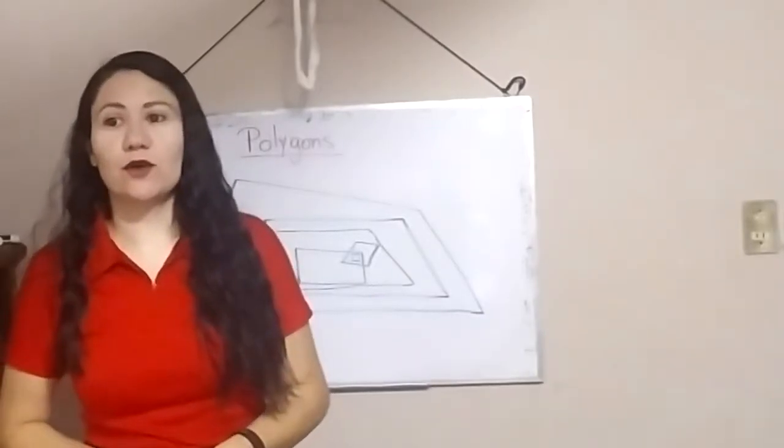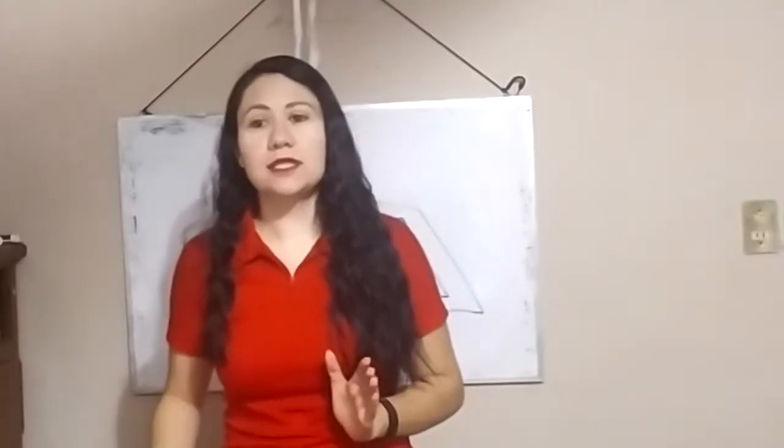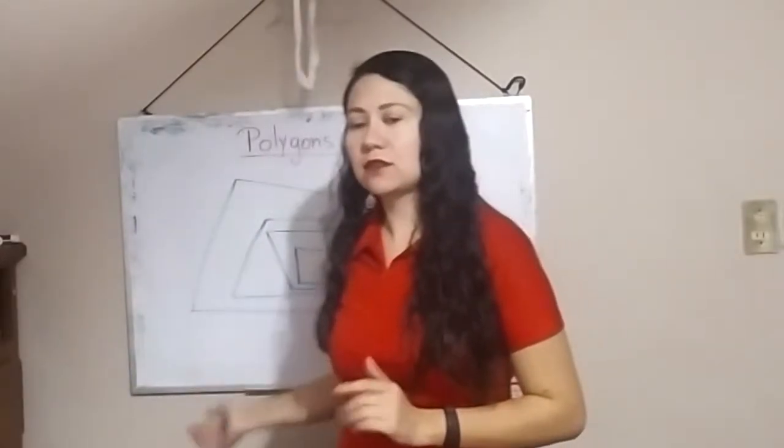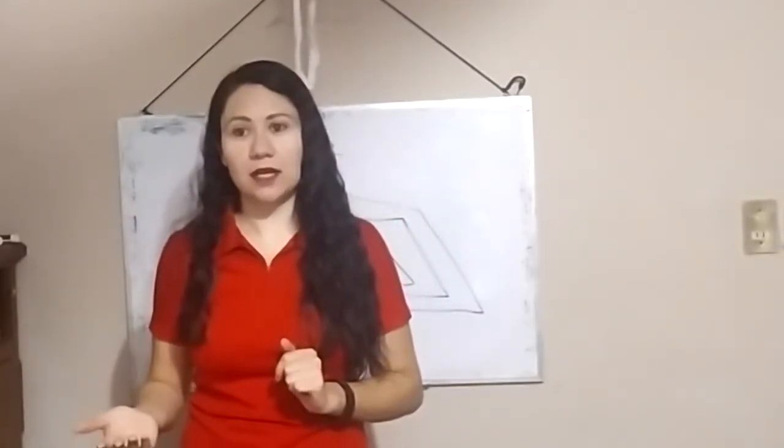This time we are going to make a focus on quadrilaterals. As you may remember, last class we saw the classification of triangles. Now we will do the same but for quadrilaterals. Quadrilaterals are figures that have four sides, okay? Any figure that has four sides is named a quadrilateral.